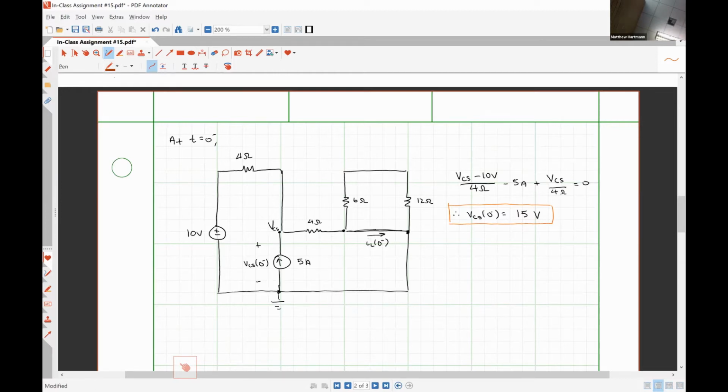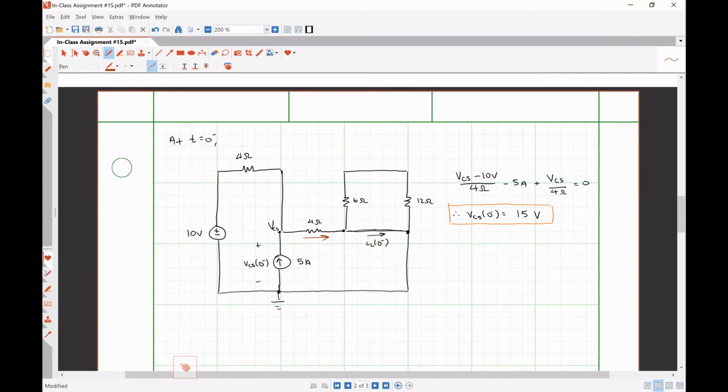So how could we go about solving for the current IL at 0 minus? Wouldn't it just be the voltage across the 4 ohm resistor, the voltage drop across that, divided by 4 ohms? Which of the 4 ohm resistors are you talking about? The one to the right. Okay, so what you are suggesting is that the current IL at 0 minus is also this current that I've drawn in, I guess, brown.